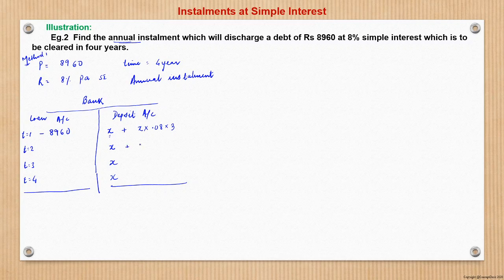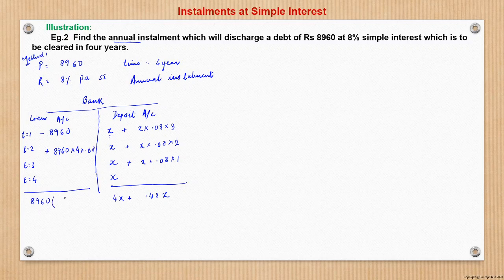Similarly, this x into 0.08 will earn for 2 years. This will earn interest for 1 year, and this will not earn any interest. So total will be 4x plus 0.24, 0.16, 0.08. So that means if we add, this becomes 4.48x. And on the left hand side, the value will be 8960. This will earn an interest for 4 years, right? Loan is taken for 4 years. So here it will be 8960 into 4 into 0.08, right?